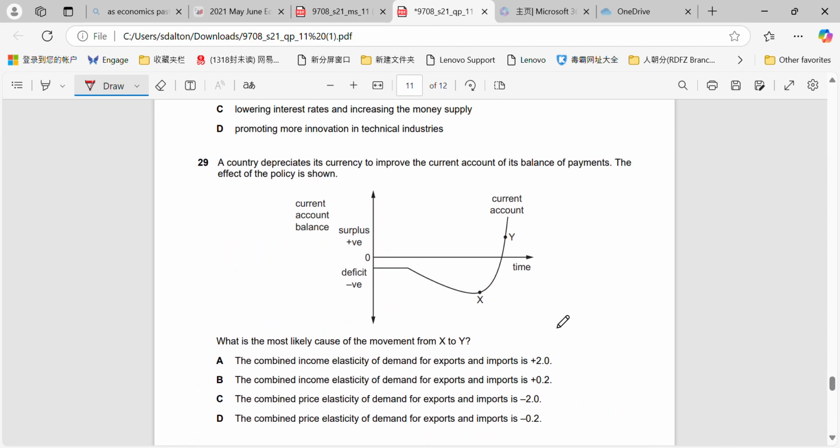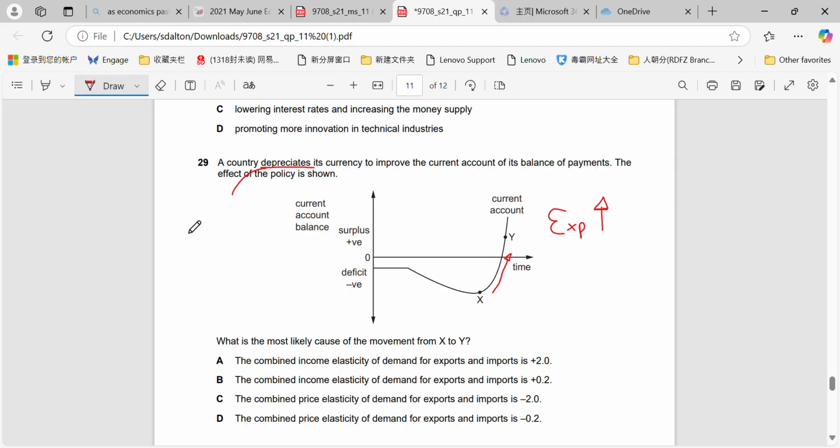Okay, a country depreciates its currency to improve its current account balance of payments. We can see they previously had a deficit and they are now in a surplus, which tells us that the exports have risen. What is the most likely cause of the movement from X to Y? Okay, so they've depreciated their currency, which we're told here.